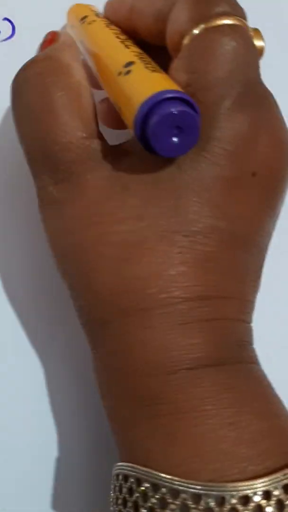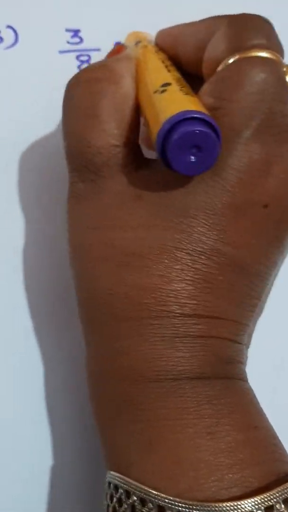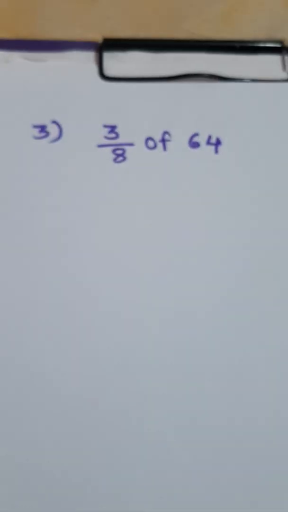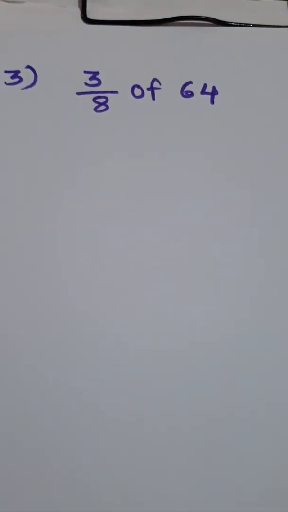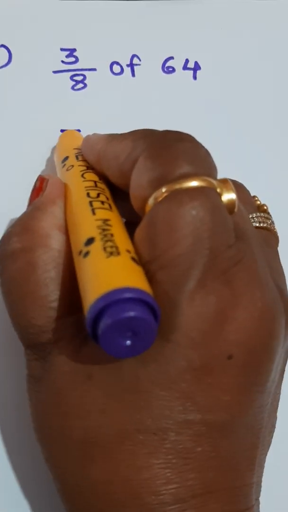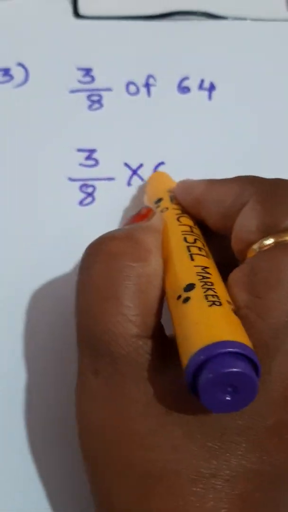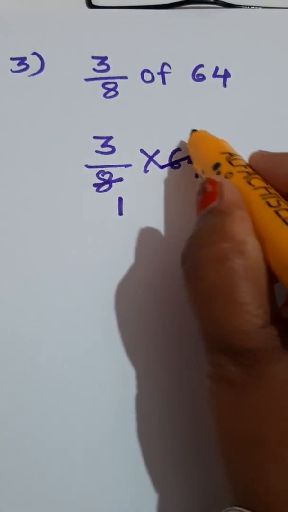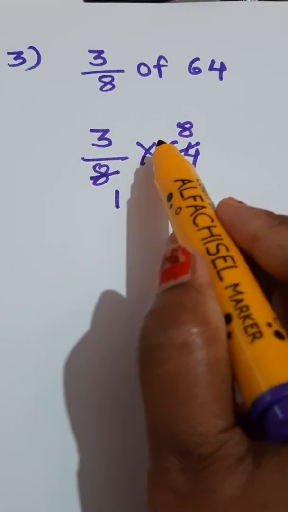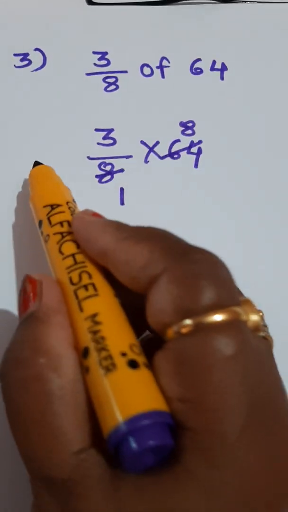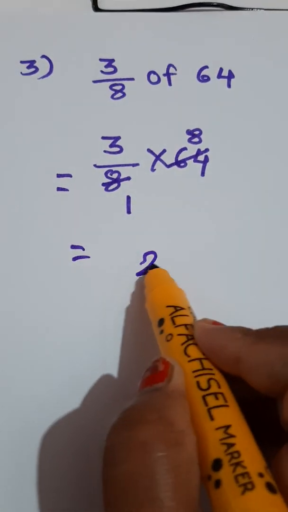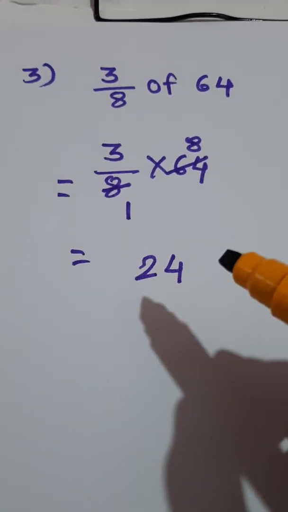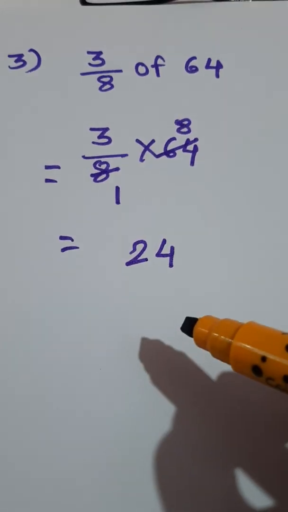Let's see the next example. Third example is, what is 3/8 of 64? The same way, 3/8 into 64. 8 1s are 8, 8 8s are 64, and 3 into 8, 3 8s are 24. So 3/8 part of 64 is 24.